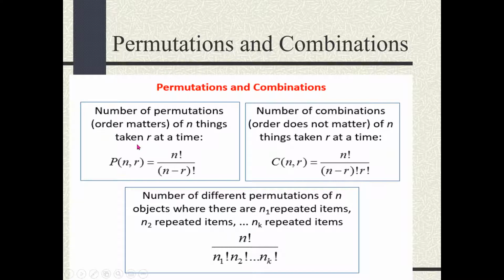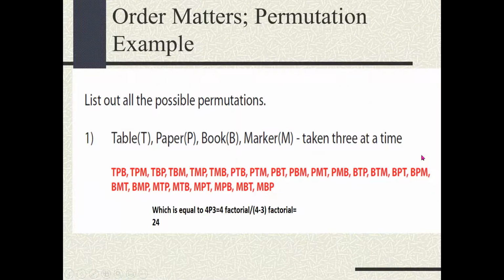For now, what you have to keep in mind is that if you have to arrange r things out of n things and the order matters, then the problem at hand is relevant to permutation. And if the order doesn't matter, then the problem at hand is relevant to combinations.